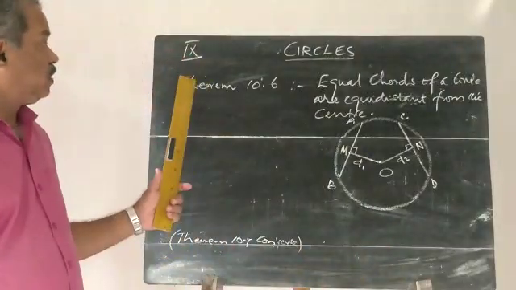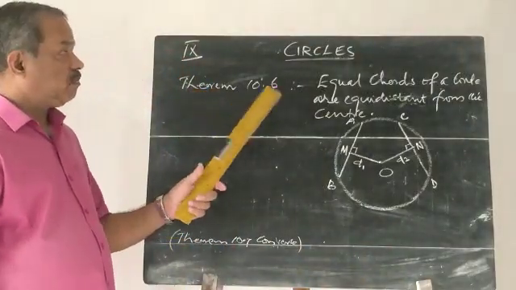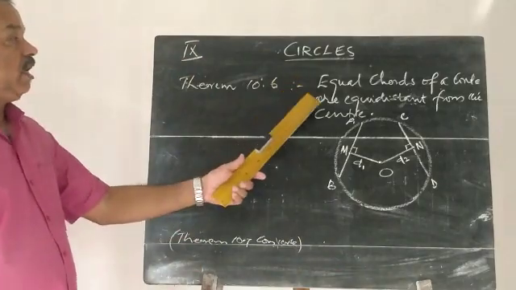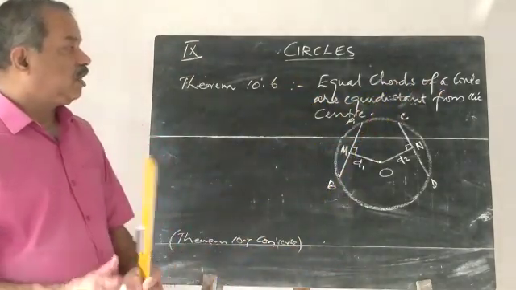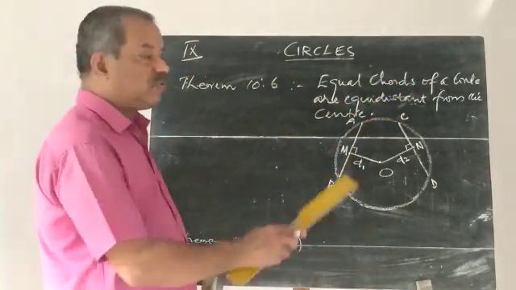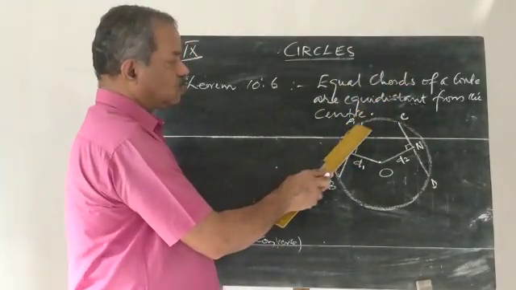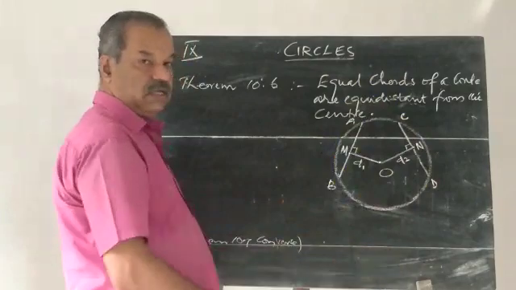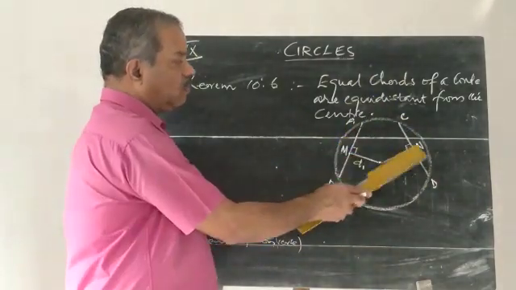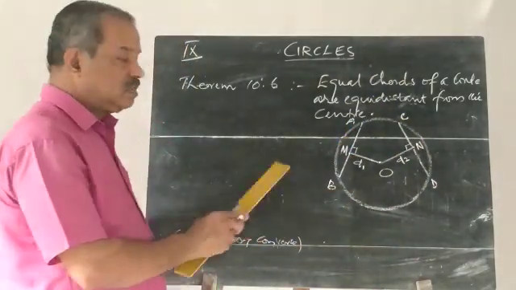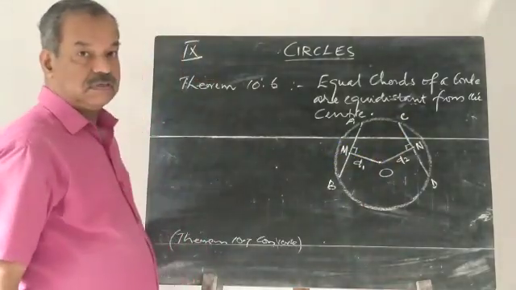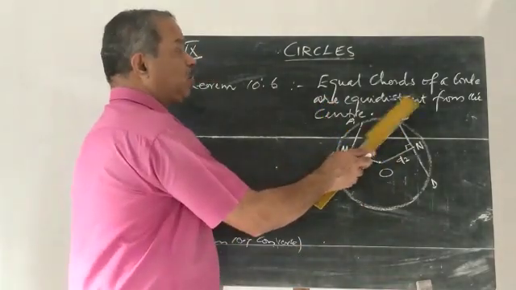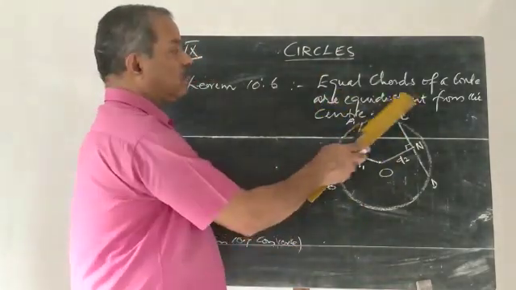Now we are going to learn theorem 10.6. Equal chords of a circle are equidistant from the center. What do you understand by equal chords? Chords of equal length. Chord AB and chord CD. If they are of equal length, then they are equidistant, same distance from the center.